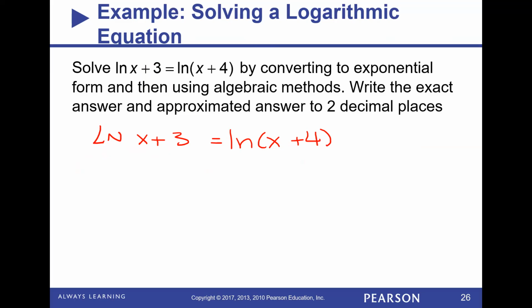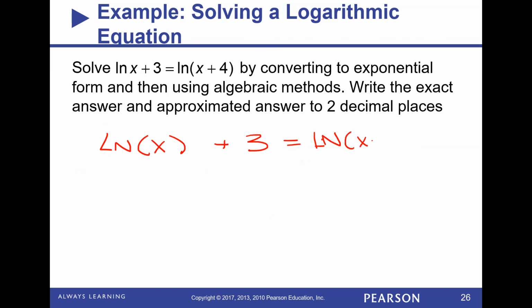I'm going to erase and just rewrite to really give you the idea of what it means. Since there's no parentheses there, it's actually the natural log of X, and then that answer's plus 3 equals the natural log of X plus 4. And that X plus 4 is actually contained in it. This one only contains X, and that's a little bit different. So we're going to need to use some algebra manipulations to really help us out here.